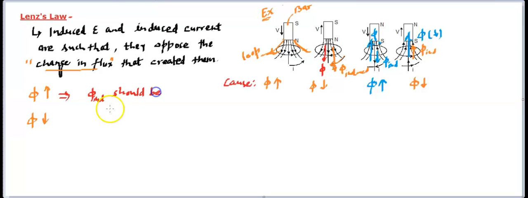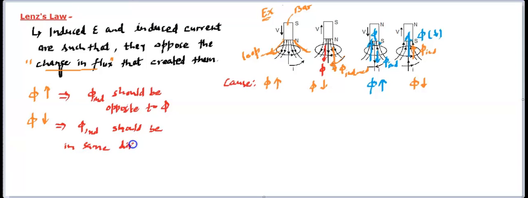Should be opposite in direction to phi. And if the flux is decreasing, then induced flux should be in the same direction as phi. So in terms of flux, you can remember that going to be easier.